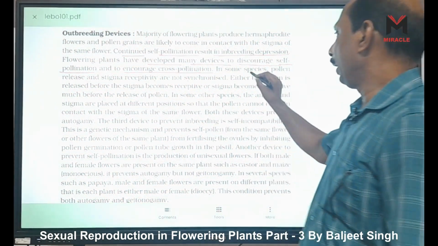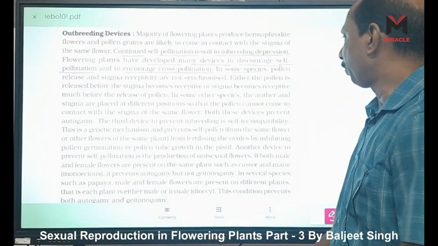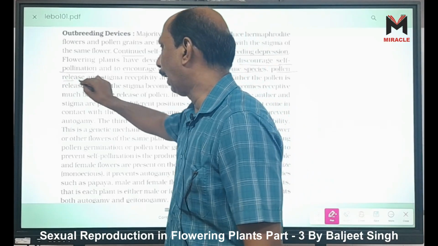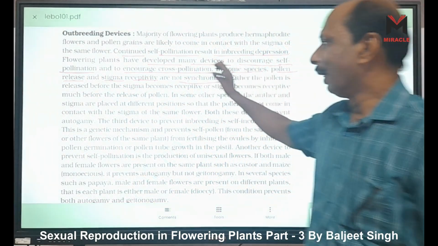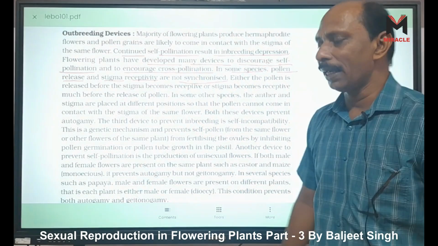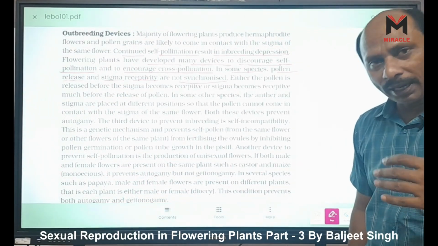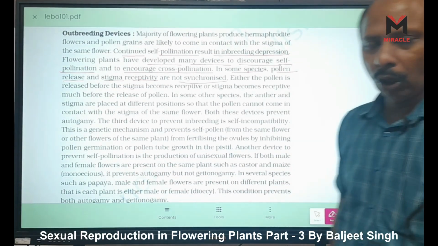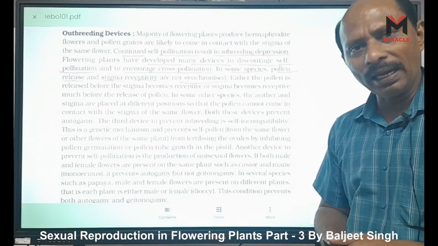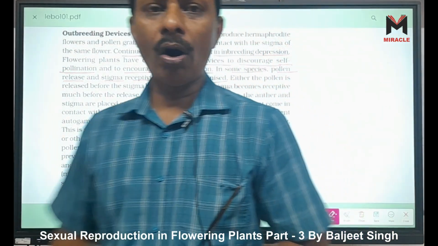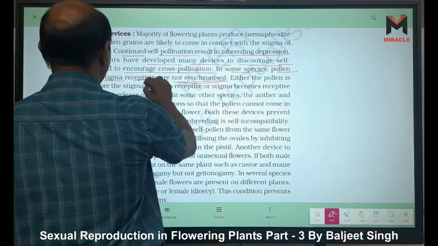In some species, in the last lecture I told you all about this one. Here once more we are going to repeat it. Pollen release and stigma receptivity are not synchronized. Maybe it is called dichogamy, right? Dichogamy means either pollen grains mature first or stigma matures first. If pollen grains mature first, it is called protandry, and if stigma matures first, it is called protogyny, right?